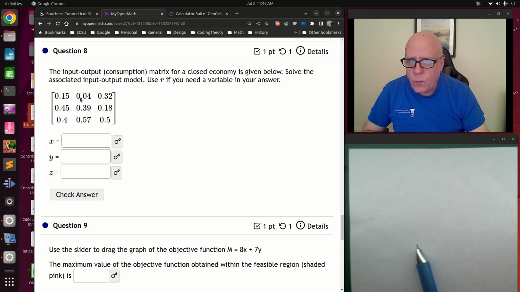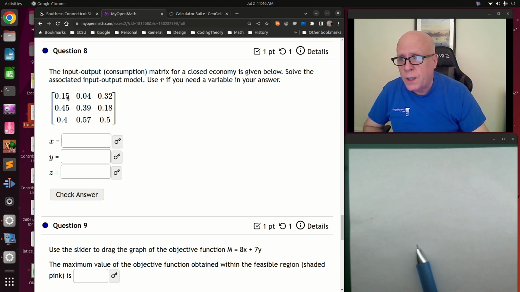Now, what you need to understand in this setup is what these numbers represent. Think of them as percentages, although written as decimals between 0 and 1. The entry in position 1 is the percent of the output from the first section of the economy that's going to the first section of the economy. In fact, this 0.45 is the output from that first section that's going to the second section of the economy. And if you look at these three numbers, notice that they add up to 100% or 1.